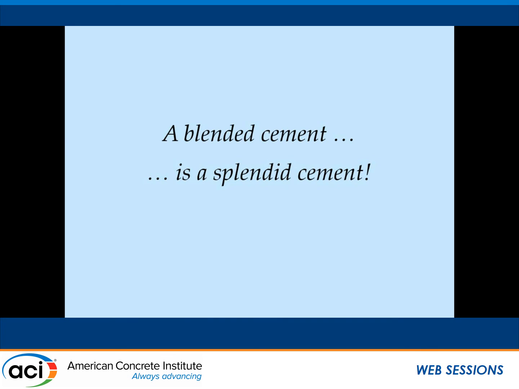So my conclusions, and this is more than 10 years old: cement's not great when it's straight, but it's splendid when it's blended. So I'll leave you with that.